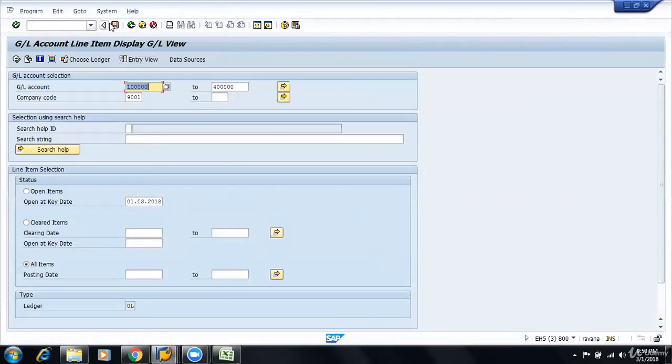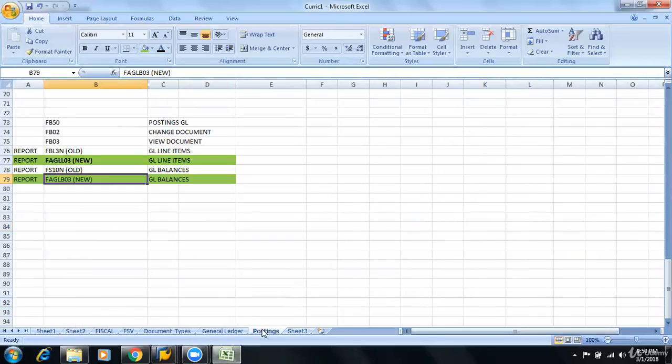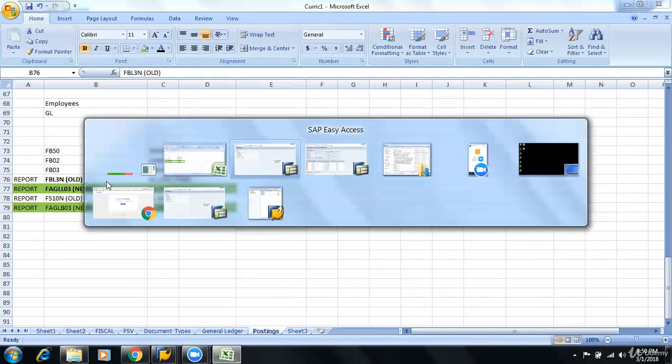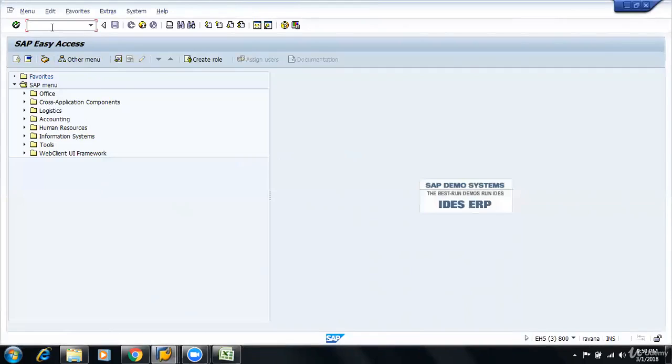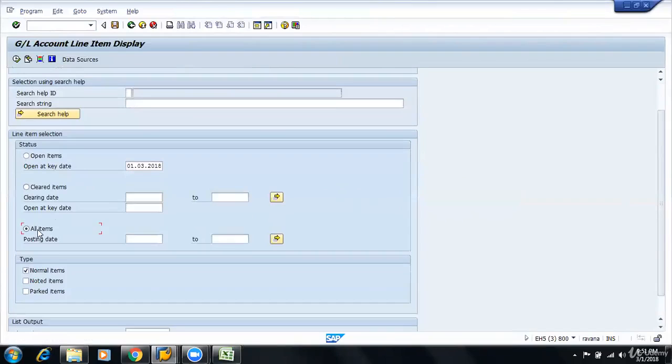Now, let me take you to the other report which we have already discussed in my previous classes, previous videos, the FBL3N report. FBL3N report is old, but at the moment, it can give you more conceptual clarity. Under FBL3N, I mention my GL number, all items, and there is an option of parked items here. This is in the old report. In the new report, you don't find this. Just click all items, parked, and execute.